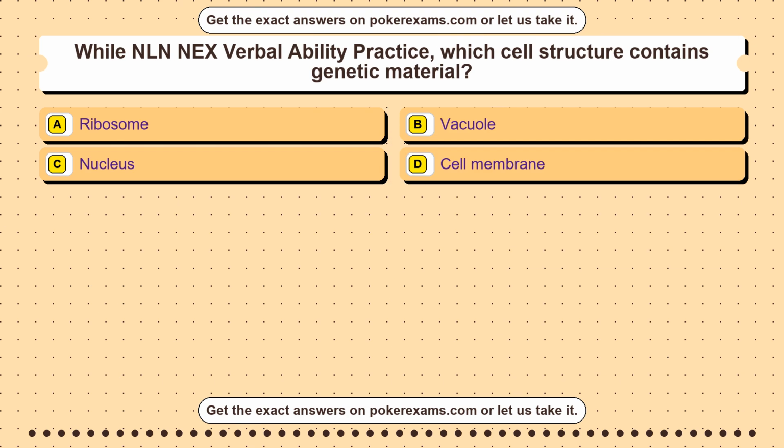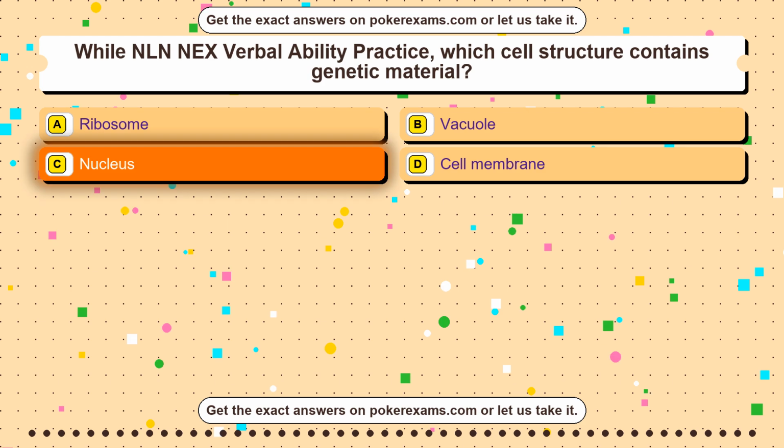Question 7. While GED statistics practice, which phrase identifies author bias? Option A, balanced evidence. Option B, exact citation. Option C, loaded language. Option D, neutral data. The correct answer is option C, loaded language.